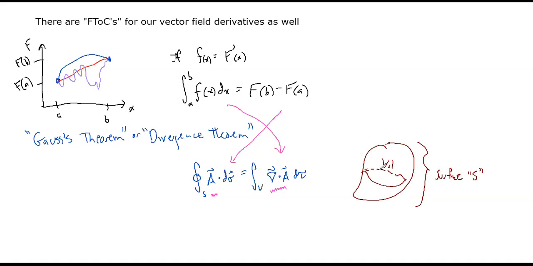So that's Gauss's theorem. We'll do an example of that and then do Stokes' theorem. But any questions about why this might be, for instance, interesting, or even what the hell I just said? Always a valid question.